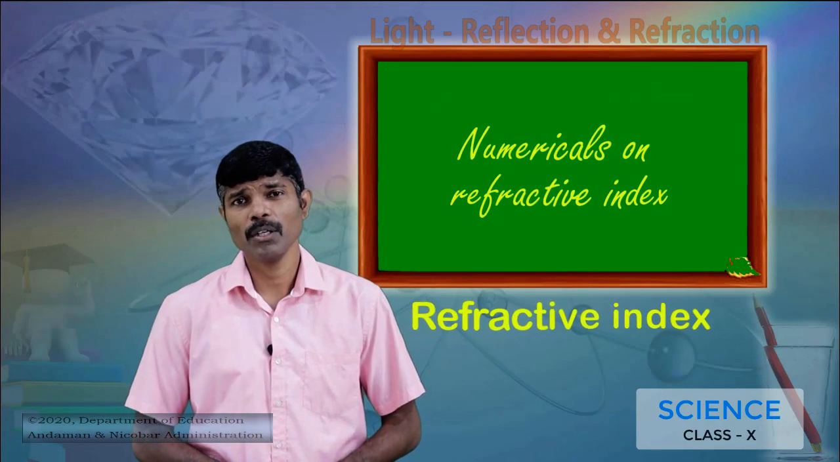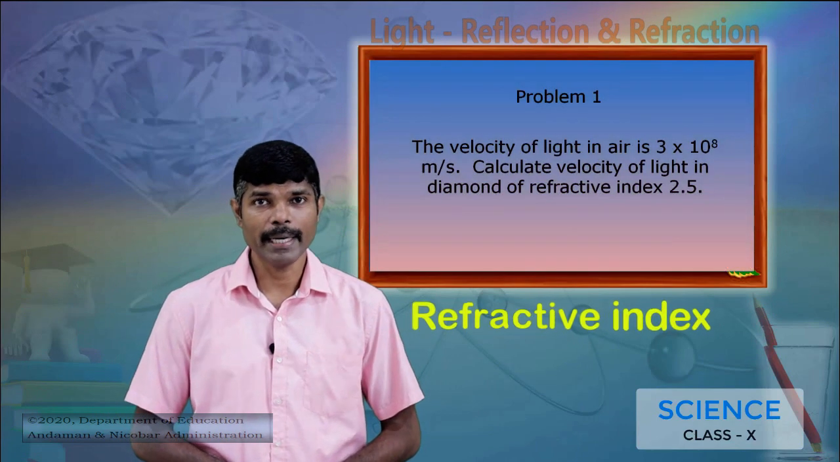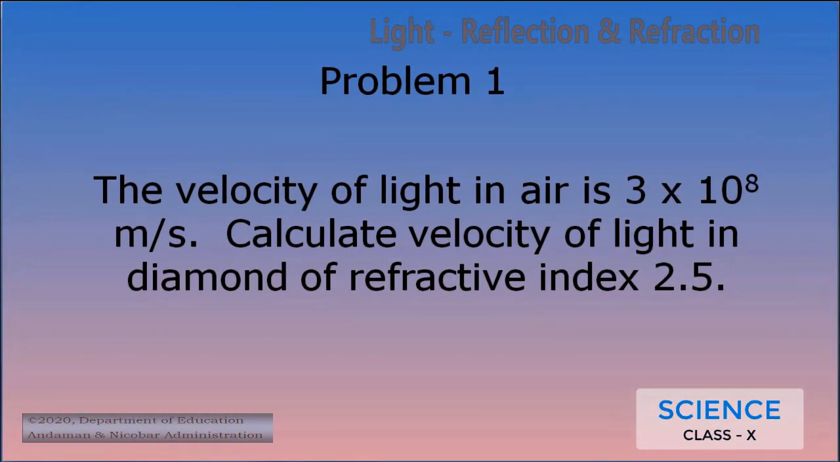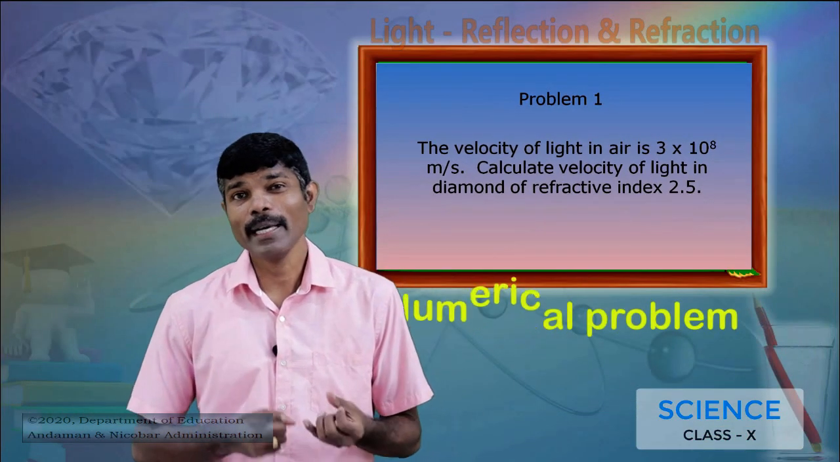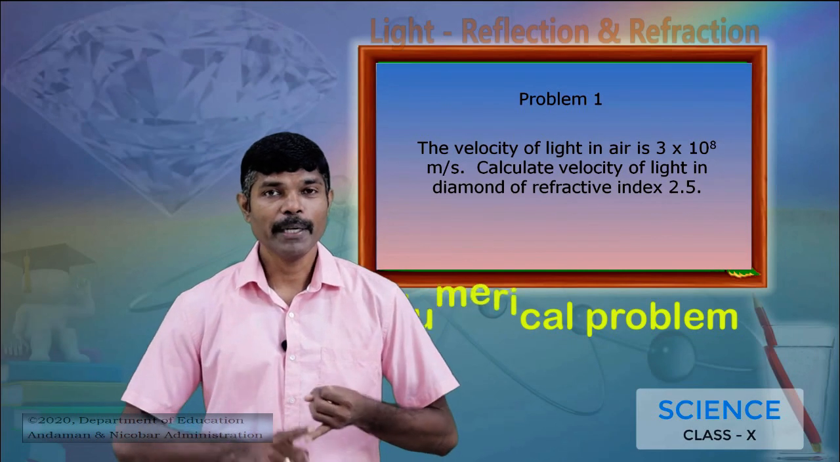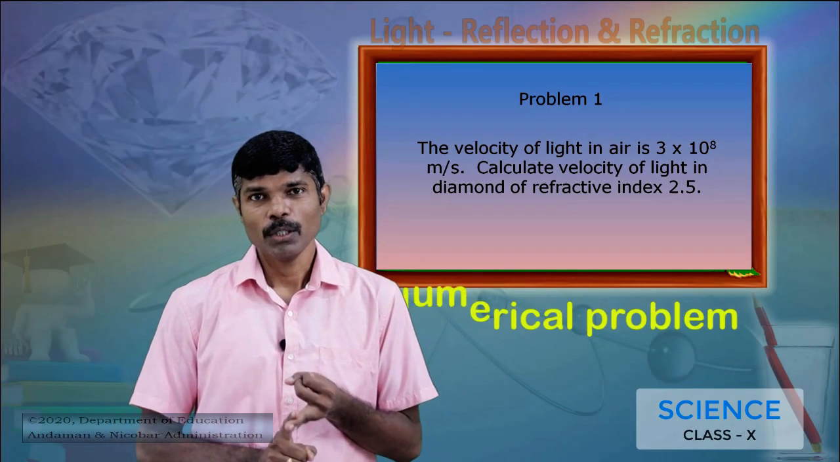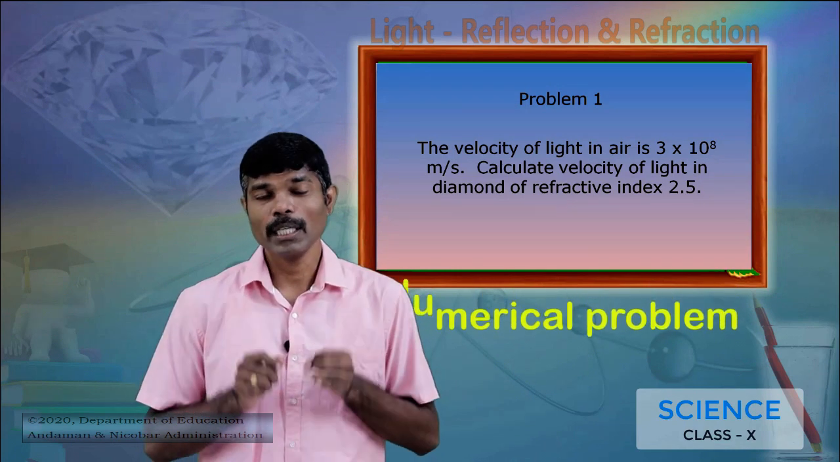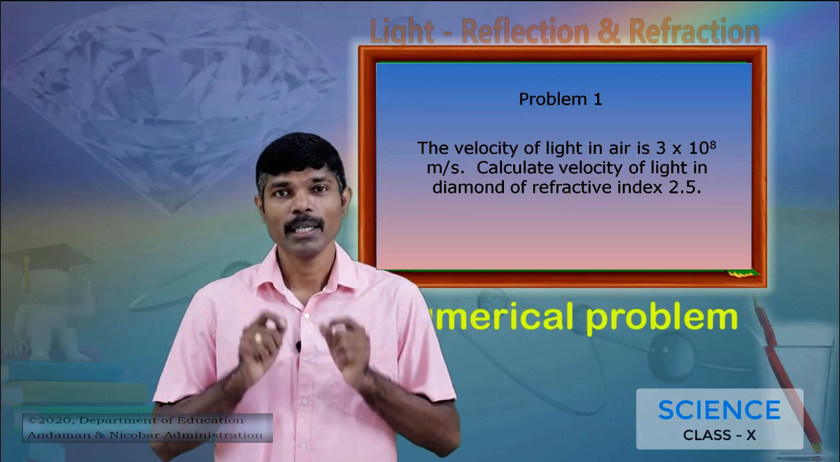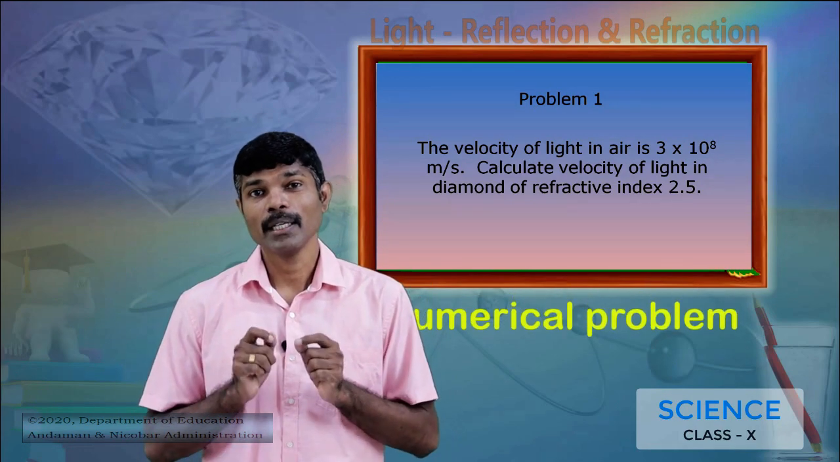Now we will see some of the numerical problems on refractive index. Now see the first question. The velocity of light in air is 3 into 10 to the power 8 meter per second. Calculate velocity of light in diamond of refractive index 2.5. Now in this question, refractive index of diamond is given, the speed of light in air is given. So knowing the formula n is equal to V1 by V2, by using this formula we can find out the speed of light in the diamond.